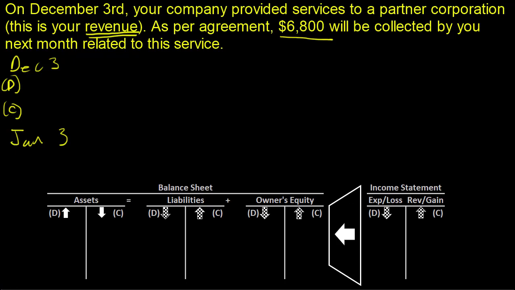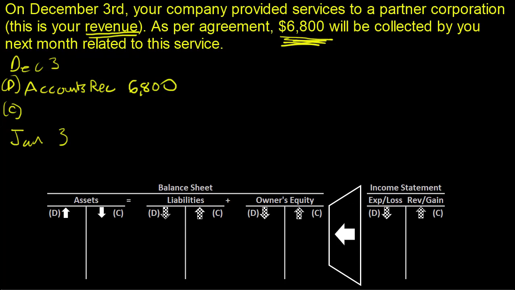So we're debit. So do we get cash? No, we got an IOU. We call those accounts receivable. Accounts receivable. I'm going to put receivable right here. Accounts receivable. And we're going to say it's 6,800 related to this right here, all right?